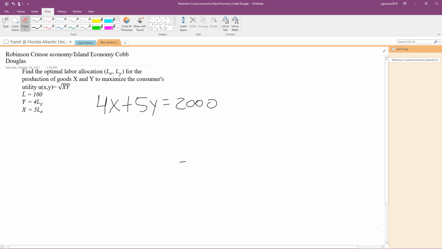So what's next? Now we have a Cobb-Douglas utility function. Since we have a Cobb-Douglas utility function, we need to find our rate of product transformation, or RPT as we call it in microeconomics. So we're going to use this utility function to find our RPT. Let's do that.